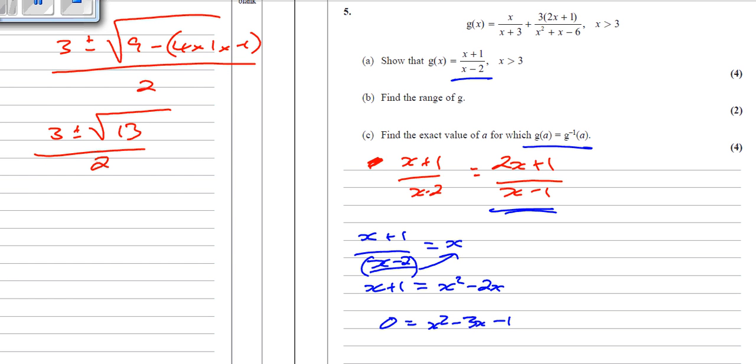But we know that x has got to be greater than 3, so we can't have 3 minus this. So it's going to need to be 3 plus the square root of 13, over 2. And that's how you do those ones.